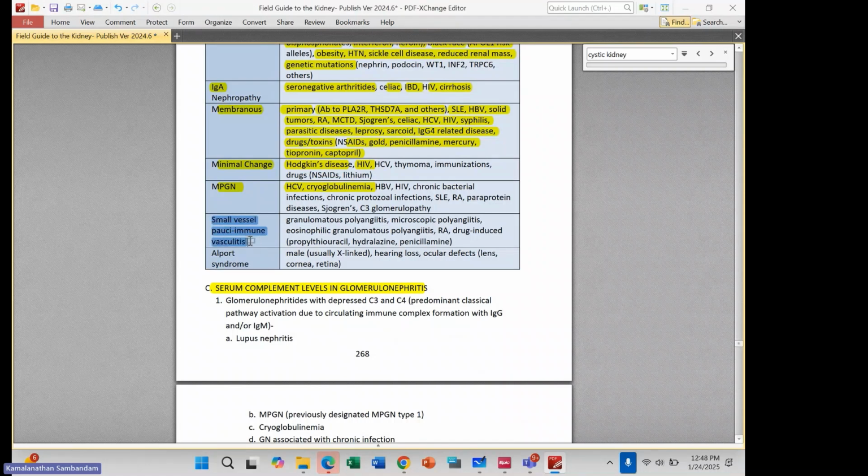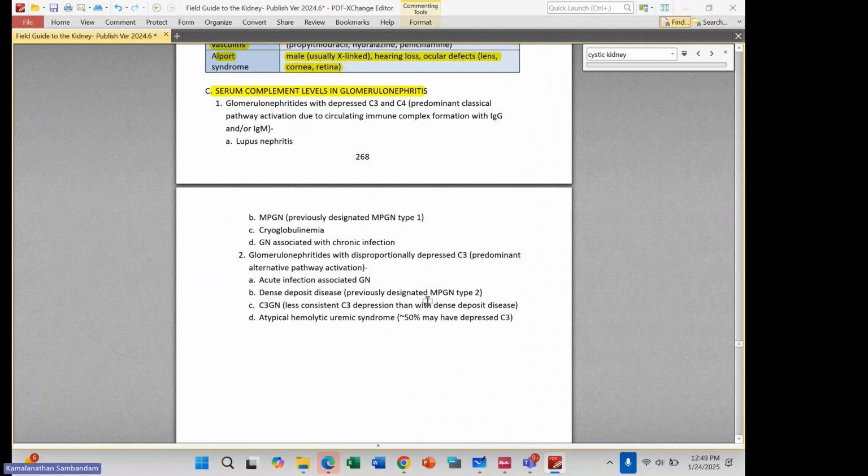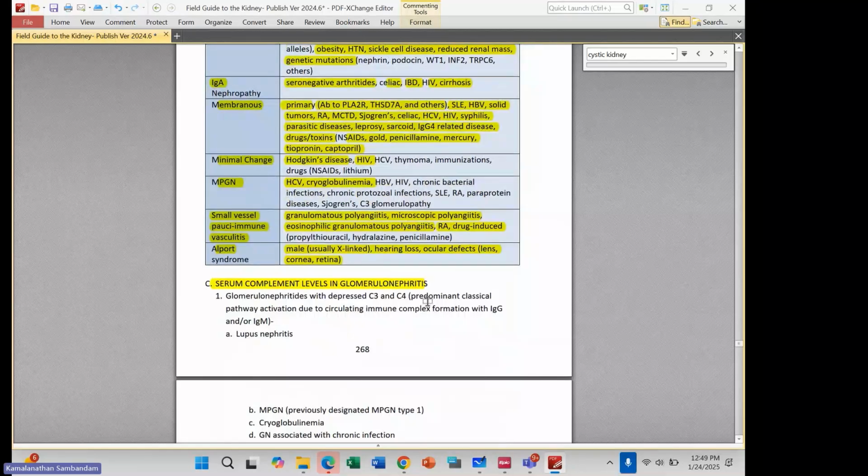Okay, we have pauci-immune small vessel vasculitis, the most common of which are MPA and GPA. Mustafa gave us a wonderful lecture about that yesterday. We also have EGPA, which is much less common, and then some drug-induced and RA-associated small vessel vasculitis. Alport's syndrome is generally associated with X-linked inheritance and can have eye and hearing effects as well. Okay? Questions about these disease associations?